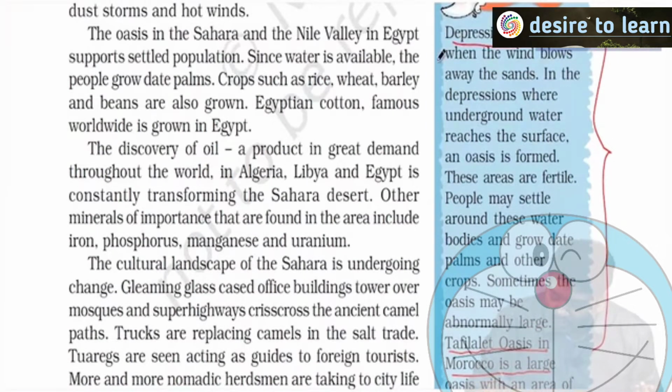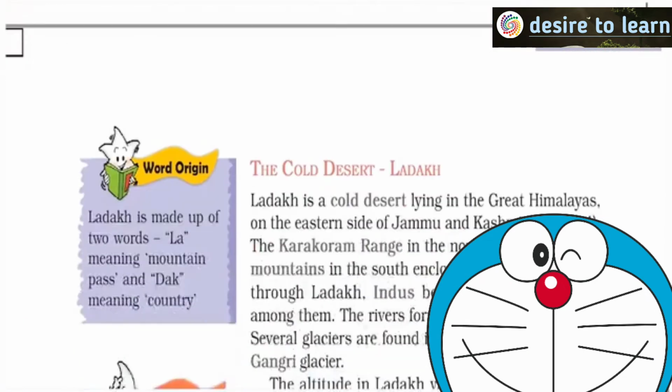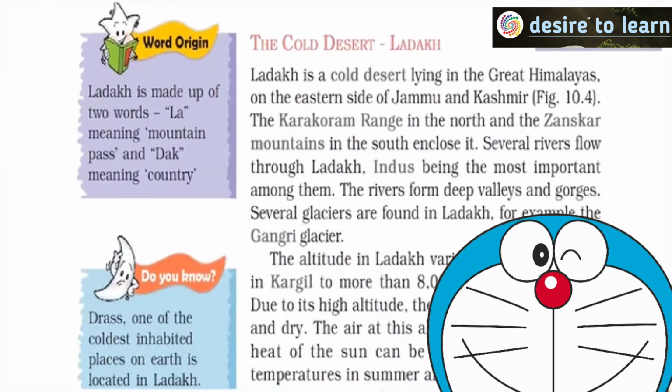Depressions are formed when the wind blows away the sand. Wind, whenever it blows, it carries the sand. I have shown you different shapes of rocks present in deserts, mainly because of the action of wind. In the depressions where underground water reaches the surface, it is called an oasis. A depression will be formed, and when the sand is removed, underground water comes up. We call it an oasis, right? And it is here where people are usually present. Mostly oil is present in this region.